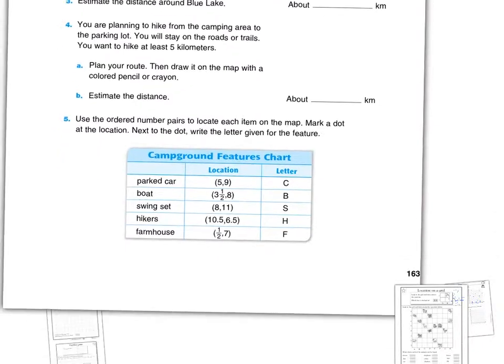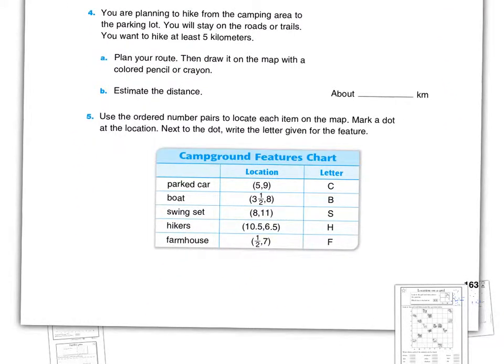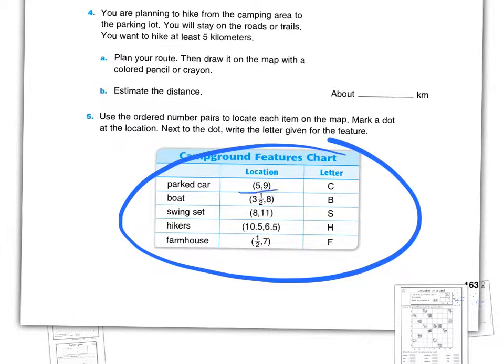So I want you to work on the rest of these on your own. As you can tell, number 5 does talk about ordered pairs. It says use the ordered pairs to locate each item on the map. Mark a dot at the location. Next to the dot, write the letter given for the feature. So you will find this location, and when you find it, you'll put C next to it. For the boat, when you find that location, you'll put B next to it, and so on. That's the most important thing. Find the location and then mark it with a letter, just like I did at the beginning. So I think this is about it for today.